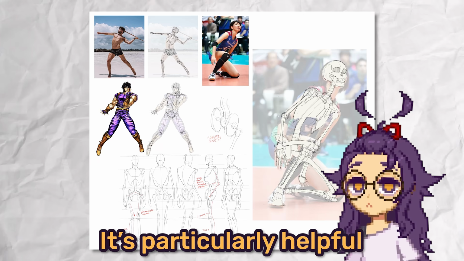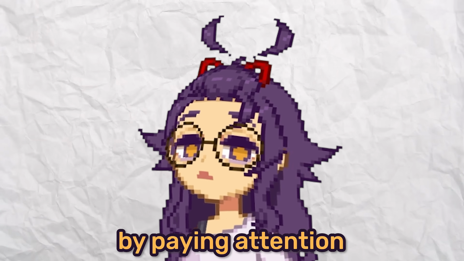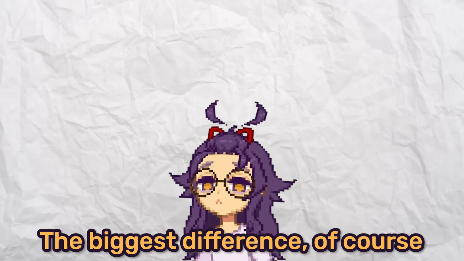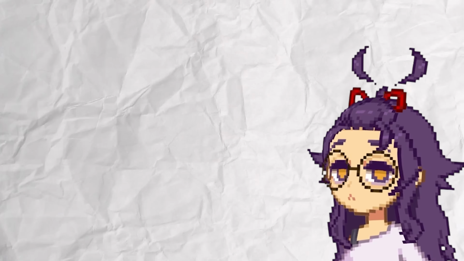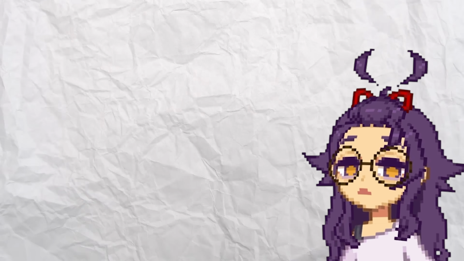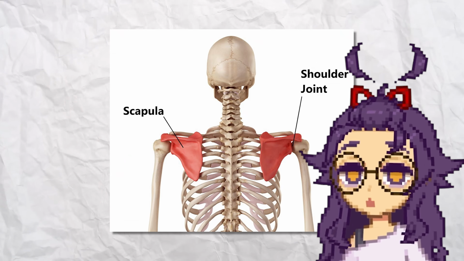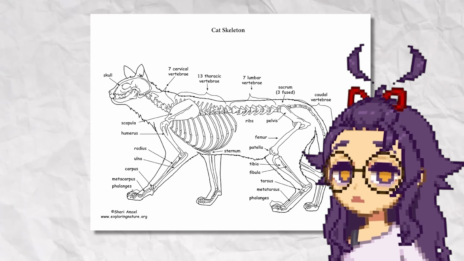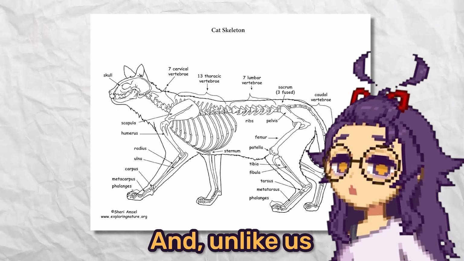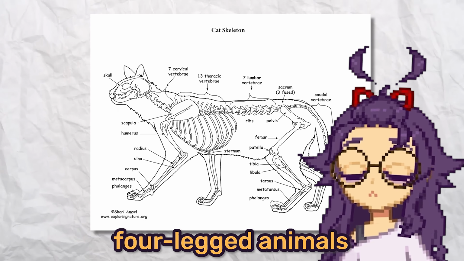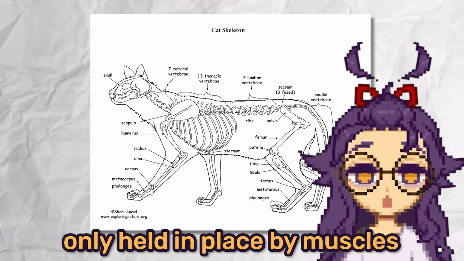It's particularly helpful if you studied a bit of human anatomy, so you can learn animal anatomy by paying attention to the differences. The biggest difference, of course, is that humans walk on 2 legs and cats walk on 4. But another thing worth paying special attention to is the shoulder blades. Our shoulder blades are located behind us, behind the rib cage. A cat's shoulder blades, however, are located on the side of its body to support its weight. And unlike us, cats and many other 4-legged animals don't have collarbones. So the shoulder blades are only held in place by muscles.